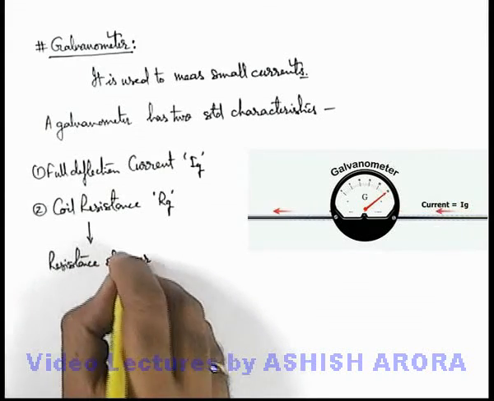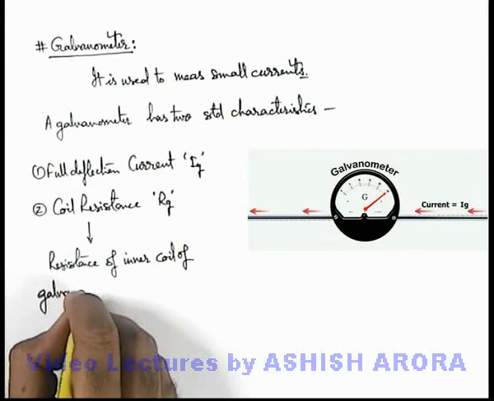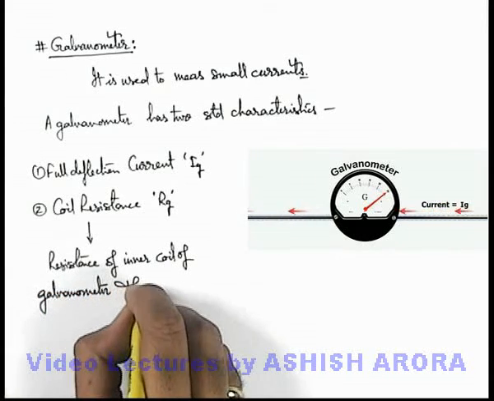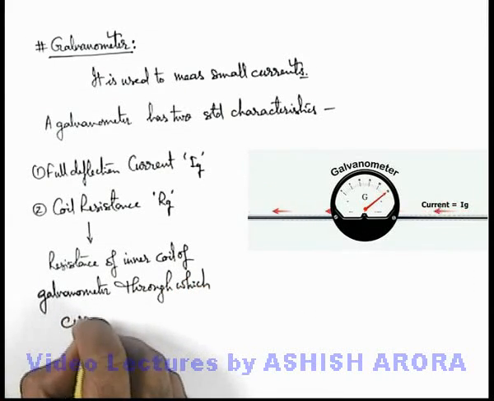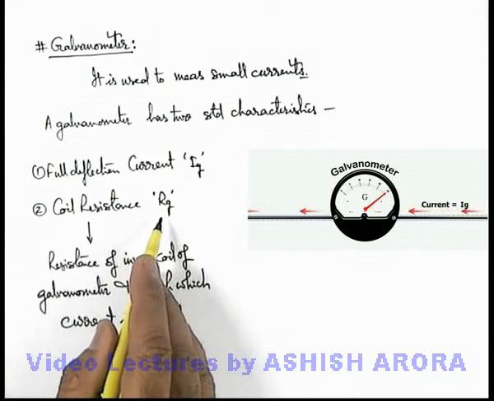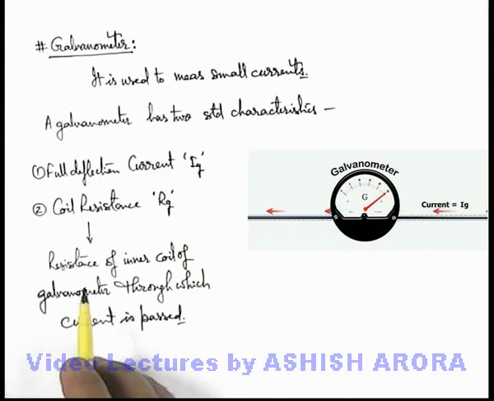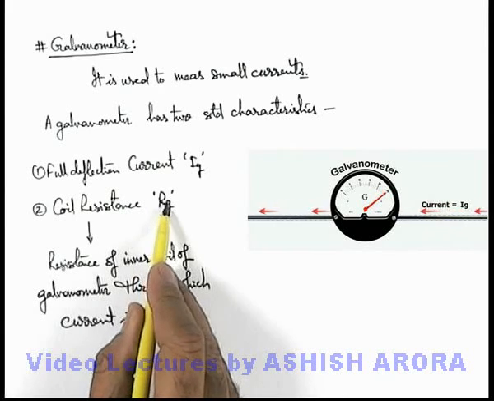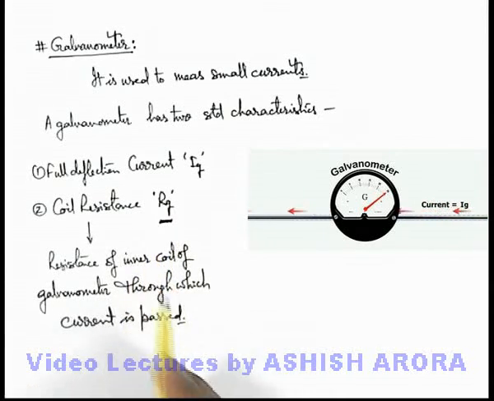And coil resistance is basically the resistance of inner coil of galvanometer through which current is passed. So, if this has a resistance Rg, and whenever the current is passed through the galvanometer, this has to pass through the coil also. So, always whenever a galvanometer is connected in a circuit, we always consider a resistance Rg is connected in series in that branch where galvanometer is connected.